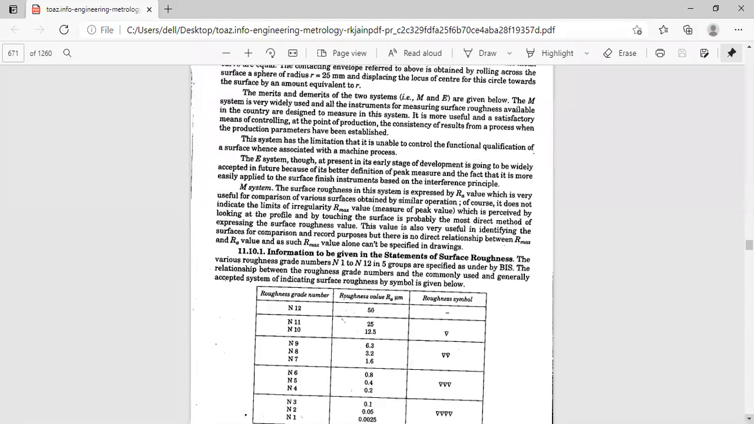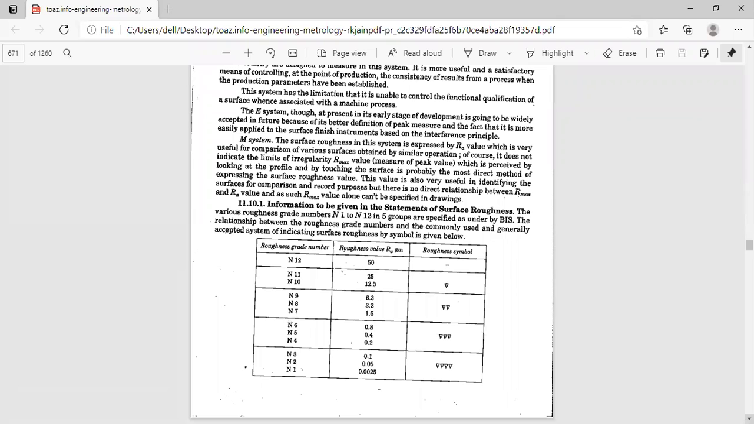So what is the information we have to give in the statements of surface roughness? This also we discussed, because we have 12 grades, but I have not discussed this table. N12 has the highest value of surface roughness in Ra, the average roughness index. The roughness symbol is like this one. It's of wavy form. Though it looks like a hyphen, it is of wavy form.